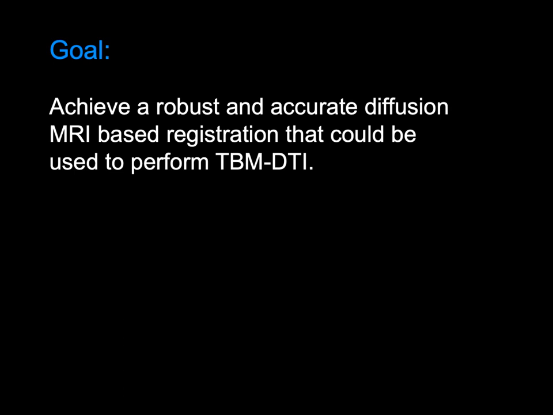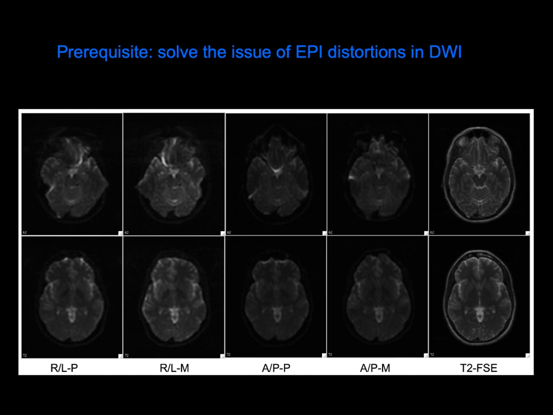So essentially, the goal was to achieve a robust and accurate diffusion MRI-based registration that could be used to perform TBM DTI. So maybe one reason why there has not been diffusion tensor-based morphometry is that, unfortunately, diffusion-weighted images suffer from significant image distortion. Okay, so it's like in fMRI.